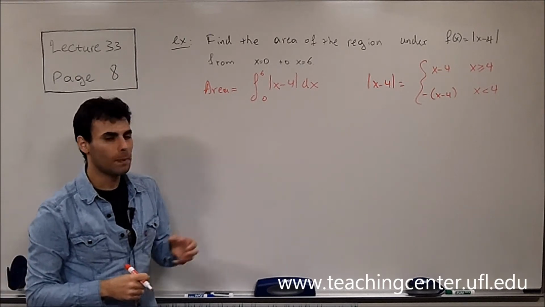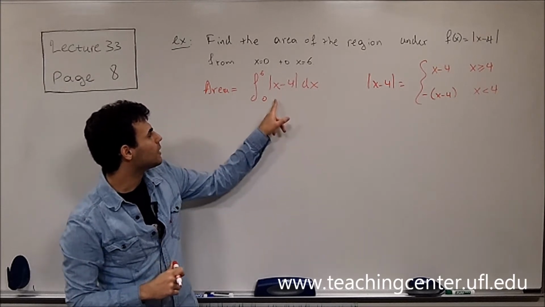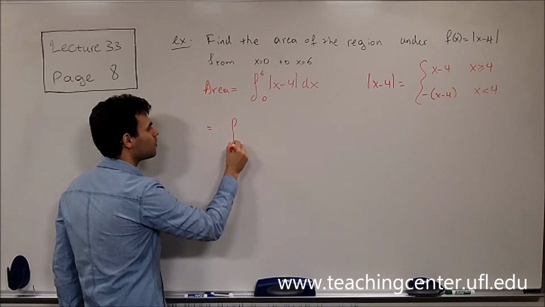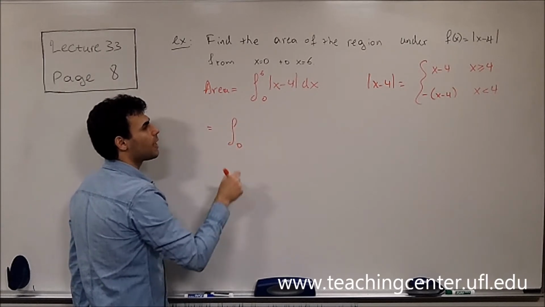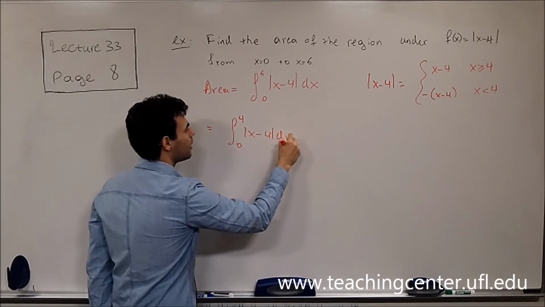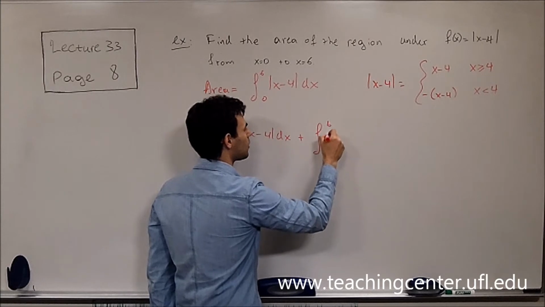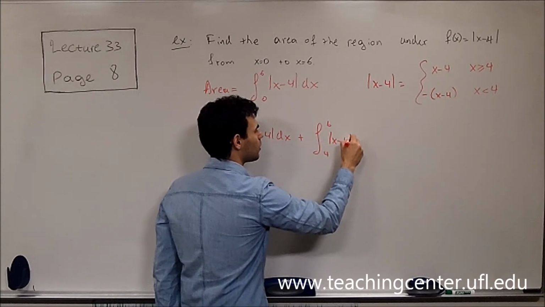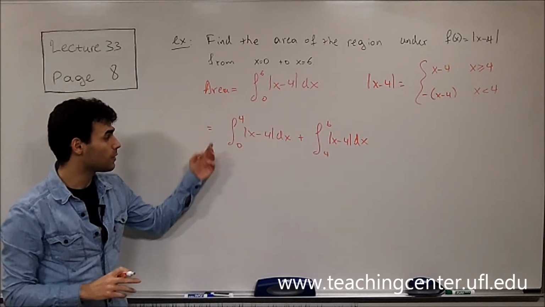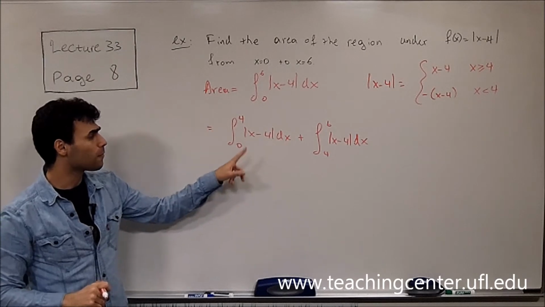Well, what we can do is use the last property in the previous page. And instead of calculating this integral, we can start from 0 and stop it at 4, and then to that, add the rest, from 4 to 6. So by using the last property, we can do that because 4 is in the middle. So we can do the integral from 0 to 4 and then from 4 to 6.